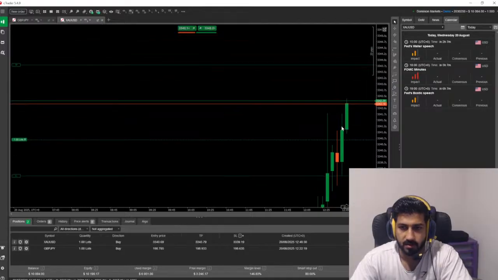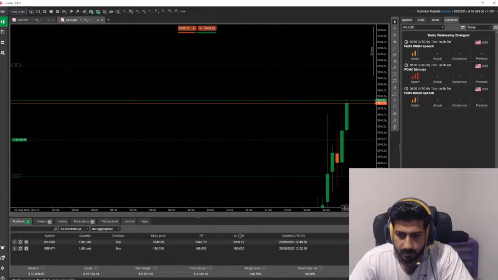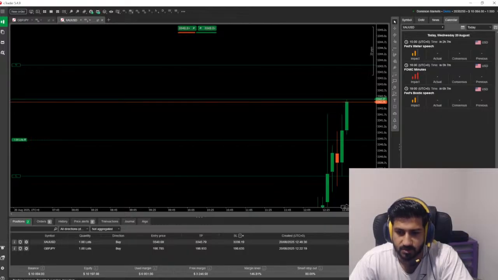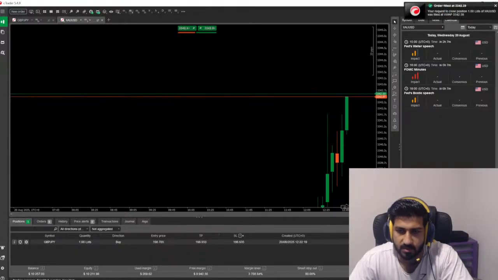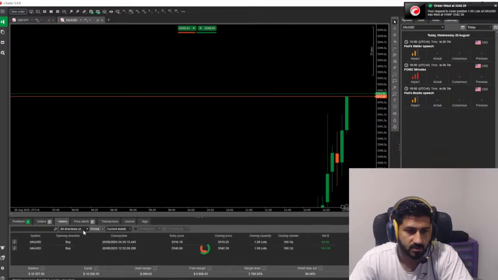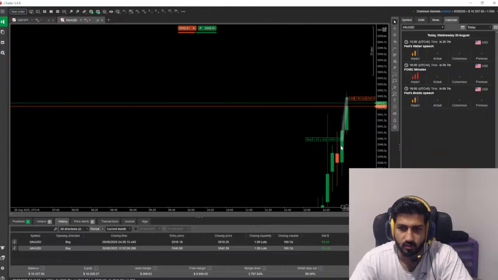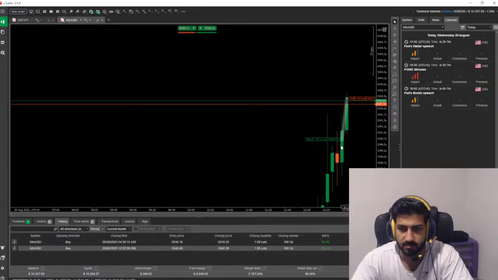Gold on the other hand, we're pushing up. I think 15 pips we should be fine. I'm going to close that trade right here. So history, we closed this trade. We entered on this candle, previous candle, and then we closed at this high.